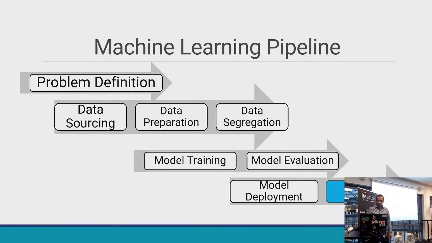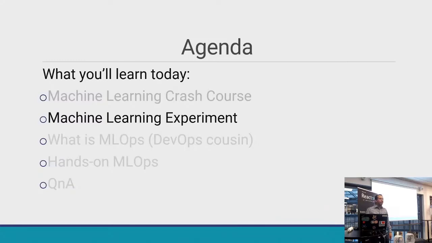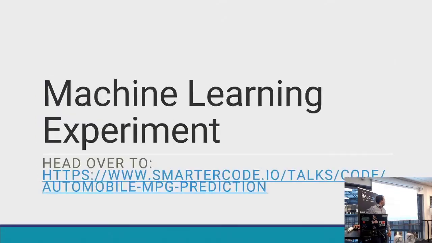Okay, that's it on the machine learning pipeline. Any questions? Crystal clear? Perfect. Now we're going to look at an experiment that implements this machine learning pipeline, and we will use it as a base for the remaining of the presentation. The experiment exists in this URL. You don't need to follow over. We're going to go over it step by step.